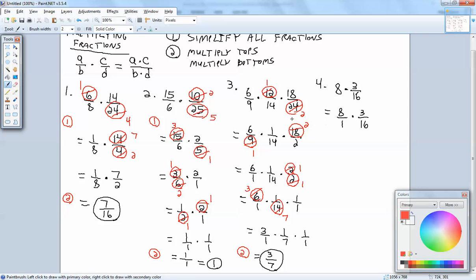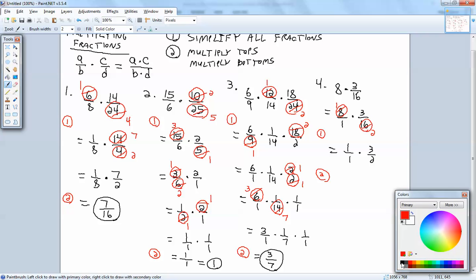Well, our first step. Actually, this is step 1 right here. I didn't say it, but step 1: simplify your fractions. Well, right away I see an 8 and 16 here. Those are both divisible by 8. 8 divided by 8 is 1. 16 divided by 8 is 2. So we got 1 over 1 times 3 over 2. No more simplifying to be done there.